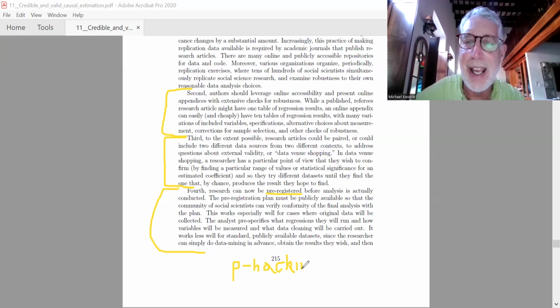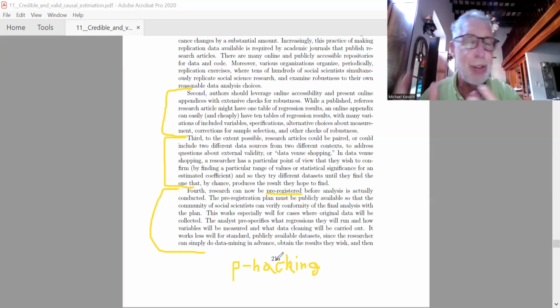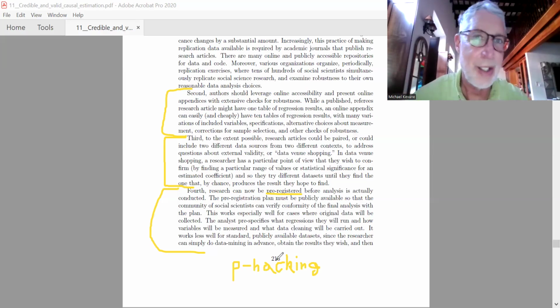To p-hack like a hacker, p-hacking means you keep doing different specifications and using different data until you get a result with a p-value less than 0.05, so that you can reject the null hypothesis that there's no relationship between the X and the Y.